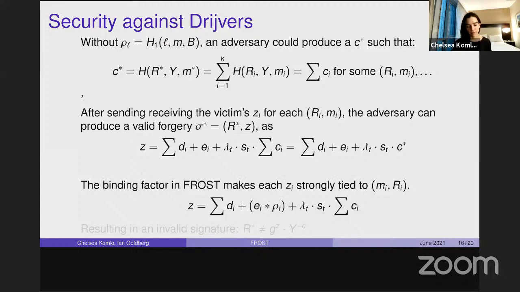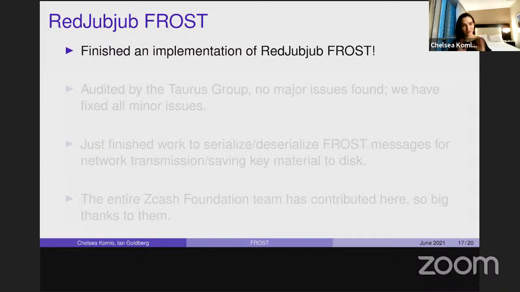So here, the binding factor in FROST just makes every response strongly tied to the message and then the commitment, so that when you do this summation, it will actually result in an invalid signature. So that's a whirlwind way of saying that this binding factor is important to protecting against this very specific attack that relies on Wagner's algorithm and the fact that you can find a summation of outputs of a hash function which is equal to another hash output of a hash function. Okay, so that's the theory of FROST, and why the design is that way.